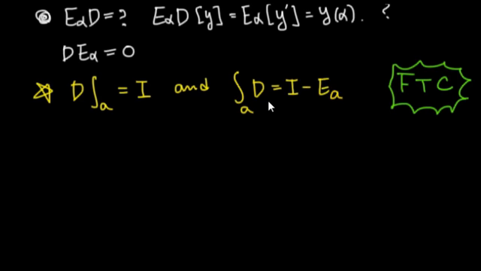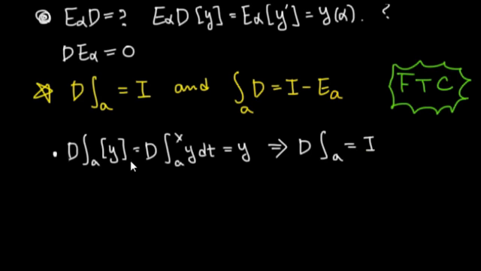The answer to that one is the integral, the identity operator minus this evaluation operator at a. So this is exactly why this evaluation operator is introduced here, to cover these two things. Let me explain in more detail with the function applied.